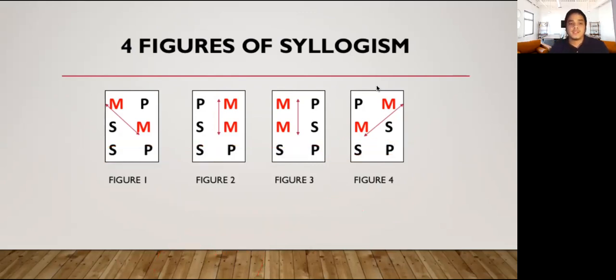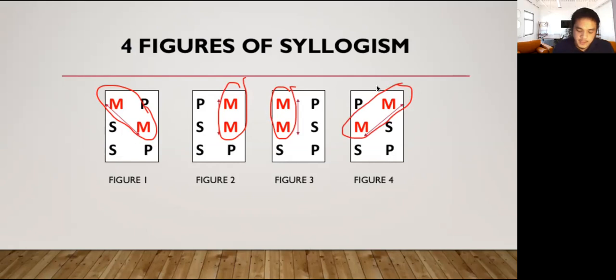Now, as you notice, the middle term in all 4 figures is arranged respectively. And this defines the figure that it carries. So for figure 1, you have the middle term as the subject in the major premise and the predicate in the minor premise.